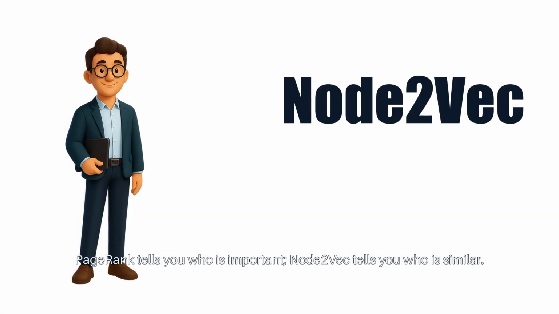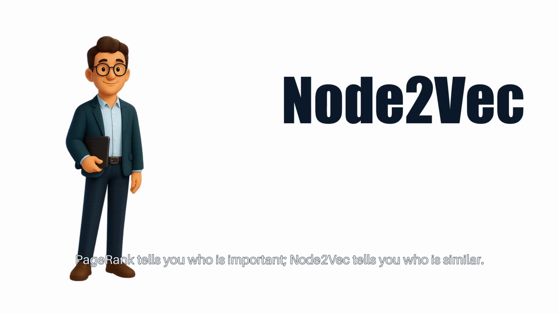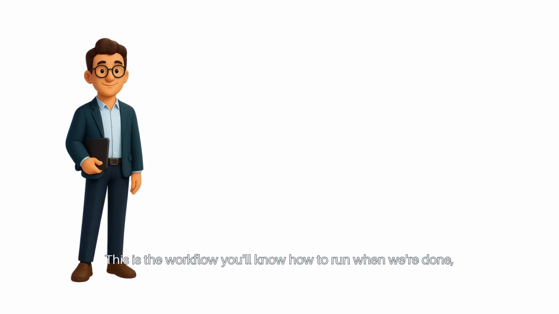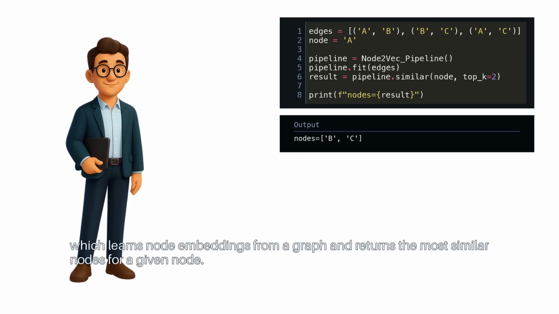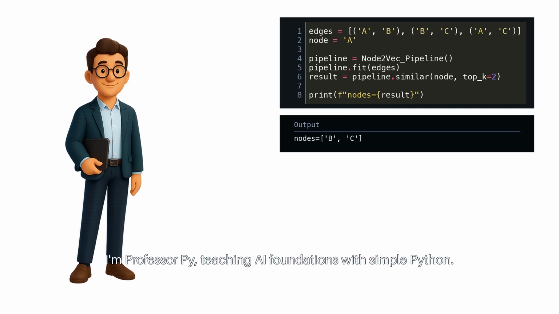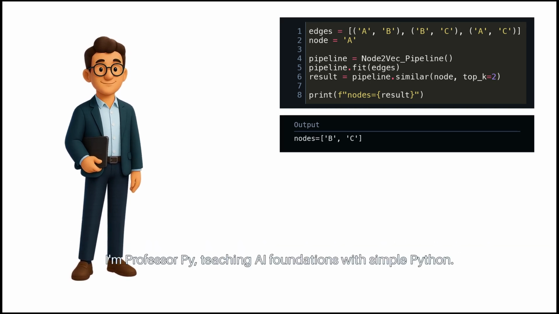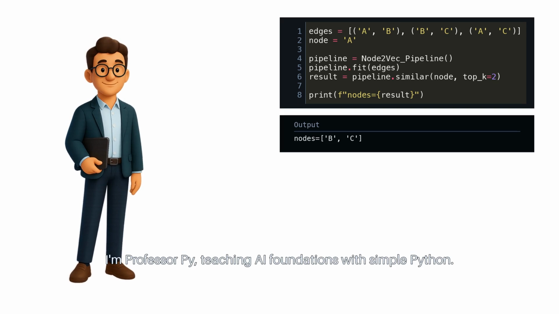PageRank tells you who is important. Node2Vec tells you who is similar. This is the workflow you'll know how to run when we're done, which learns node embeddings from a graph and returns the most similar nodes for a given node. I'm Professor Pi, teaching AI foundations with simple Python.